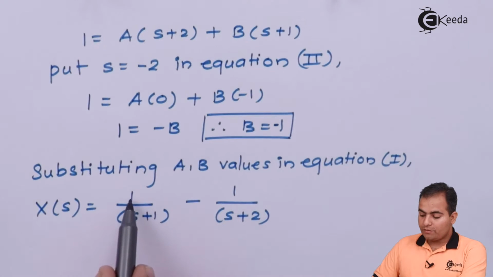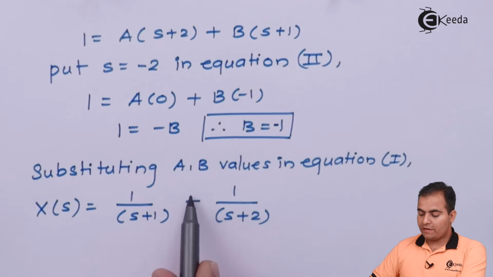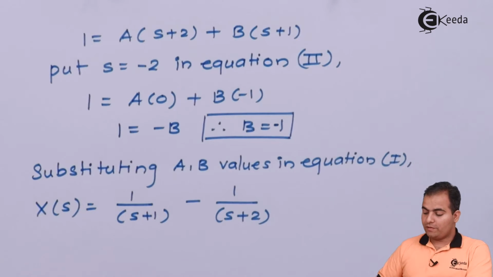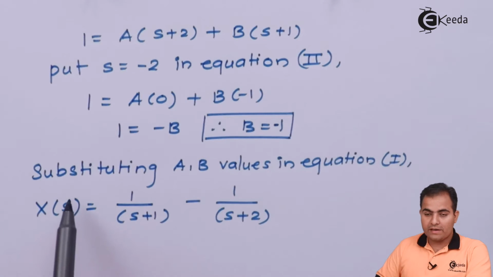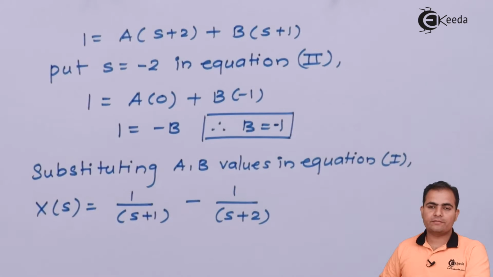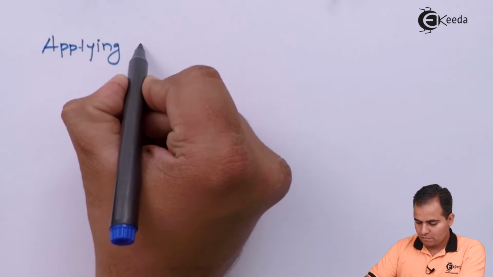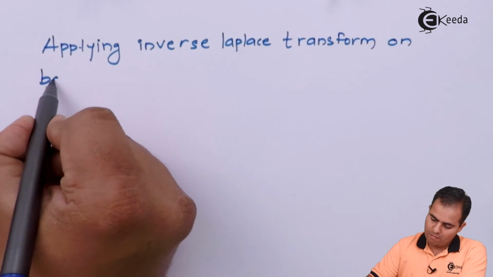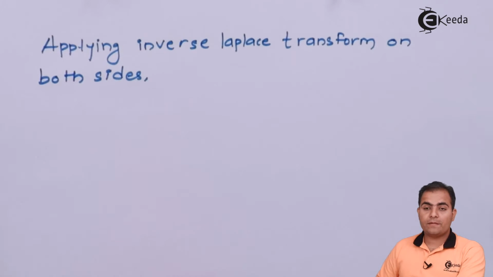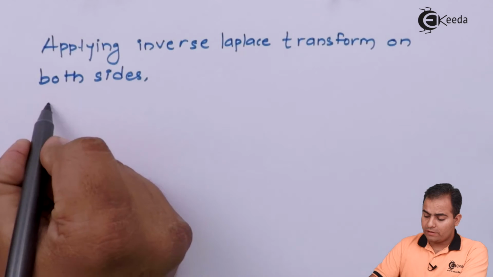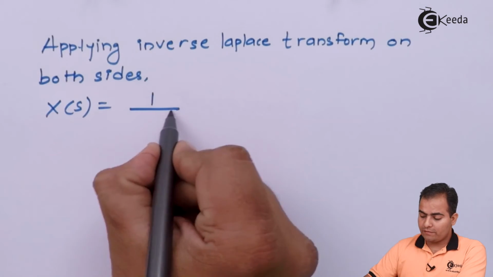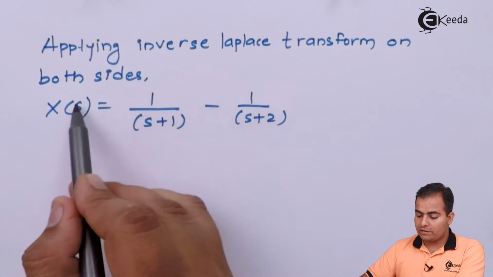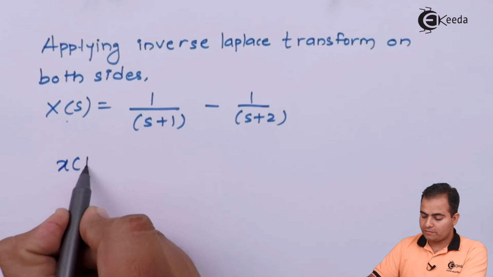Now here the A value is 1 and the B value is minus 1, so I have taken a minus sign outside, so plus into minus will become minus. Now what is important? Inverse Laplace transform. We find the inverse Laplace transform only to convert any Laplace domain function into a continuous time signal. Now applying inverse Laplace transform on both the sides. First of all, what was the equation? I'll show you. Our X of s is equals to 1 upon s plus 1 minus 1 upon s plus 2. Now apply inverse Laplace on this function. What we will get? X of s is replaced by x of t.